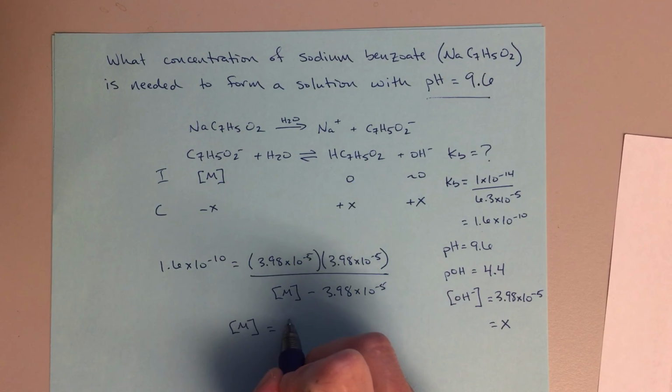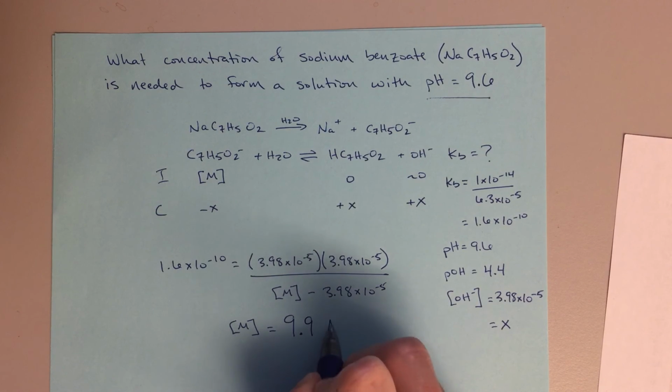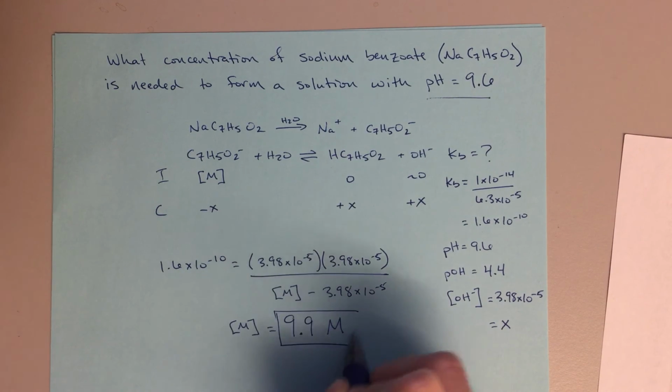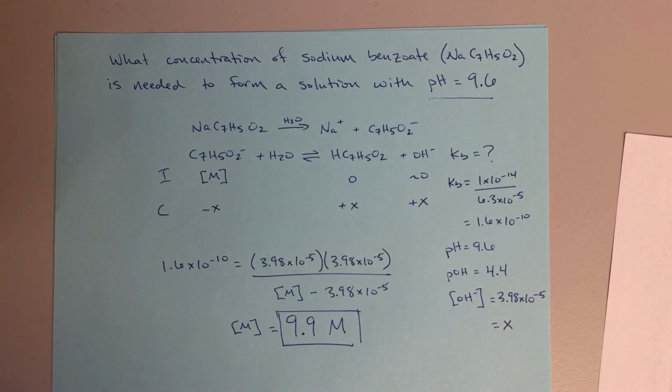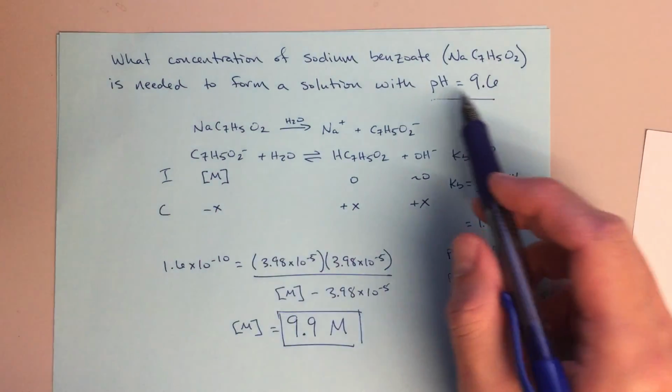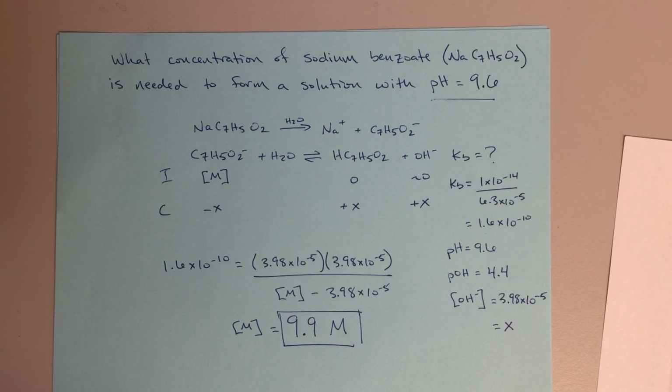But if we solve here for our initial concentration, we get a value of 9.9 molar. That's the initial concentration of that sodium benzoate that I would need to form the solution with a pH equal to 9.6. Again, if you have any questions about this video, let me know, and I will hopefully clear those up for you guys.